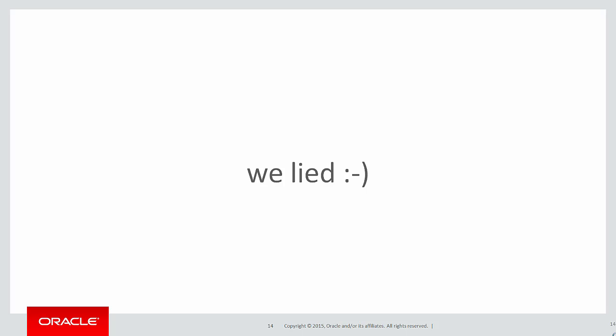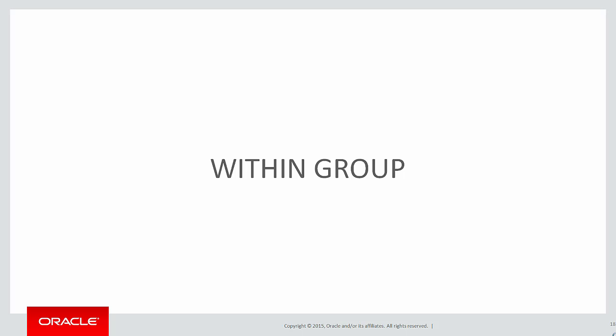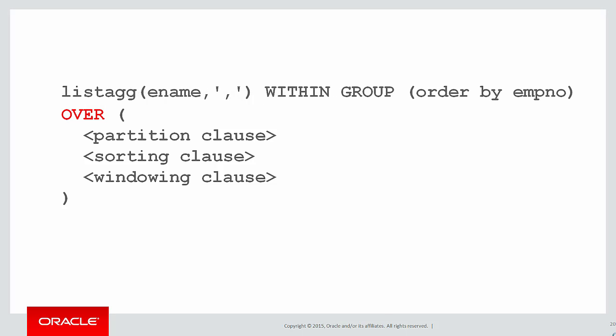Well, to be honest, we lied a little bit. LISTAGG, although it is an analytic tool, that is, it appears in the analytics section in the data warehousing guide, the within group clause isn't actually part of analytic SQL. In fact, the LISTAGG function is entirely the function itself. All of the LISTAGG components, the LISTAGG, the within group, and the order by, actually are only the function component of this SQL. It's nothing to do with analytics.